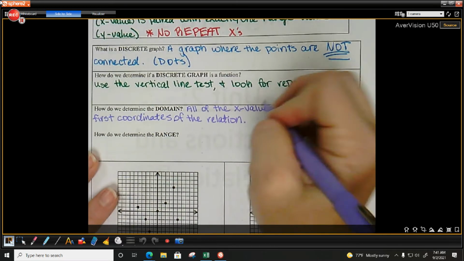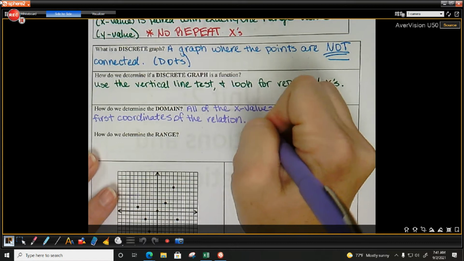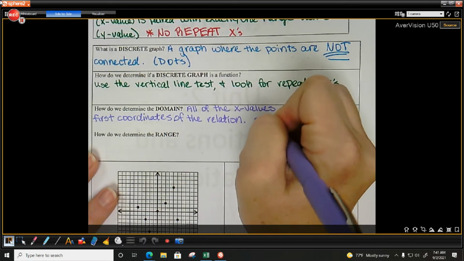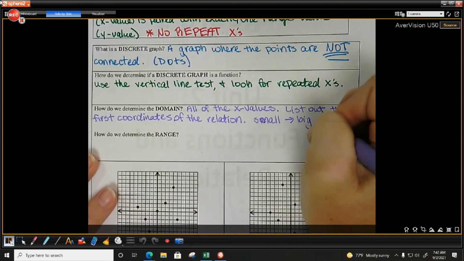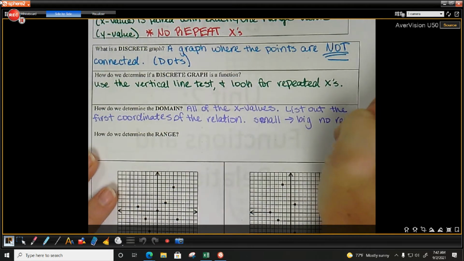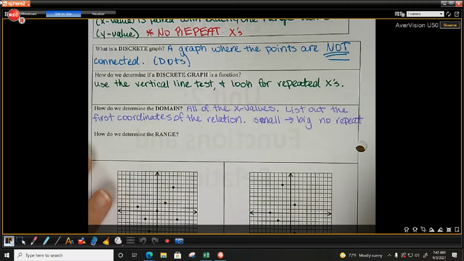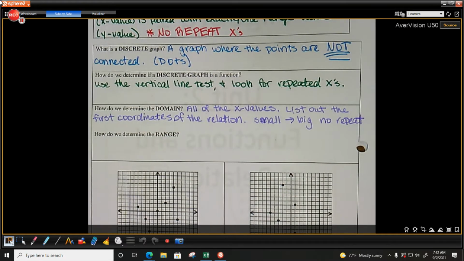And what I say is small to big, no repeat. So there's a correct order that you put your domain in. It's small to big, smallest number to biggest number, least to greatest. And you don't repeat values. So if you have two x values that are 3, you would only write 3 in your domain once. You wouldn't write it twice.